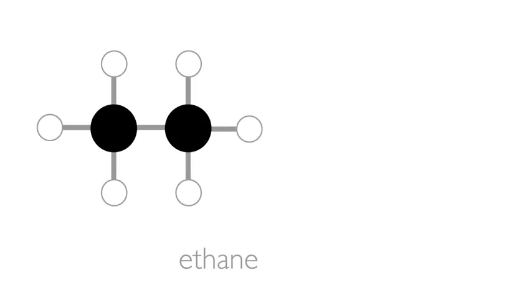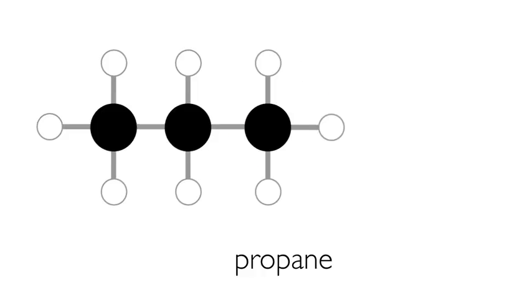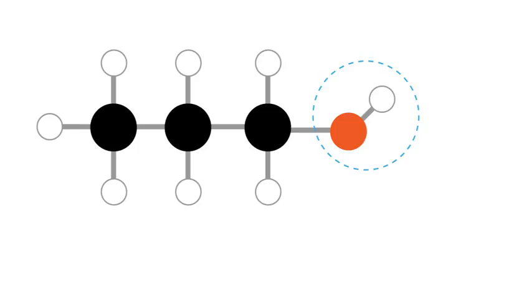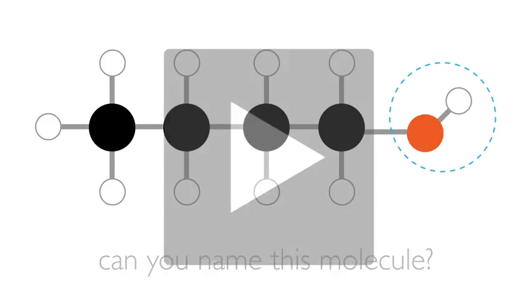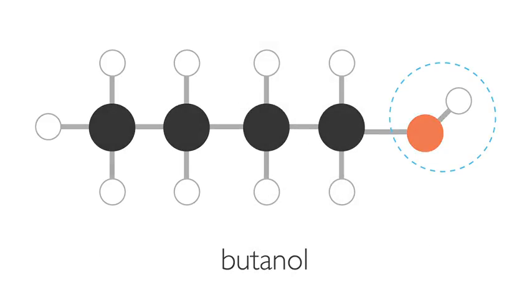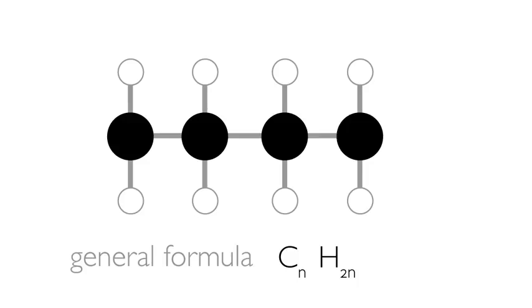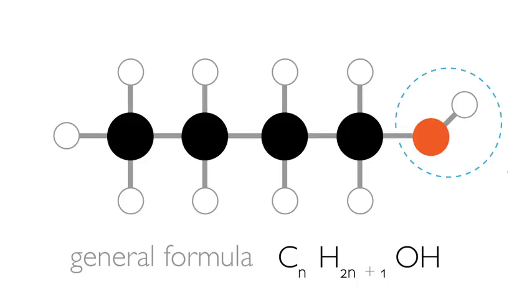Here is ethane. And here is ethanol, propane and propanol. Pause the video and name this molecule. This was butanol. Did you get it right? The general formula of the alcohols is CnH2n+1OH.